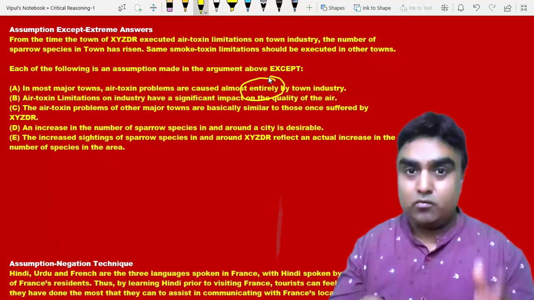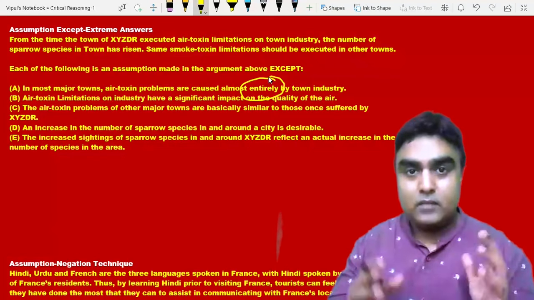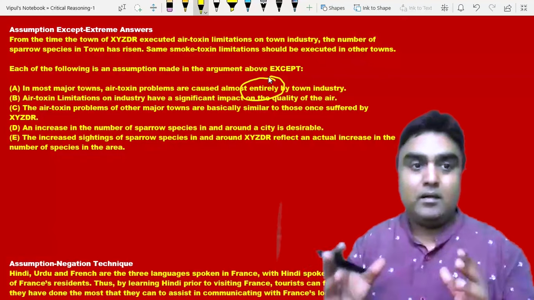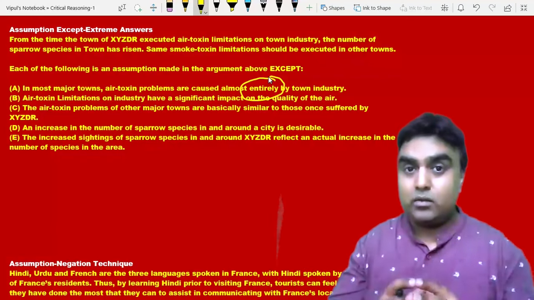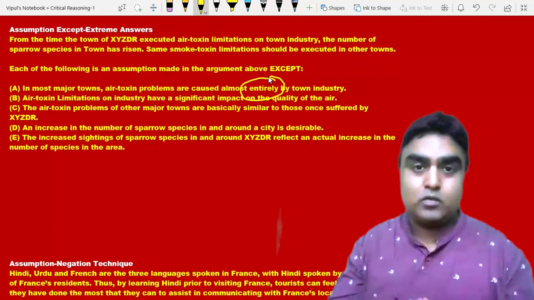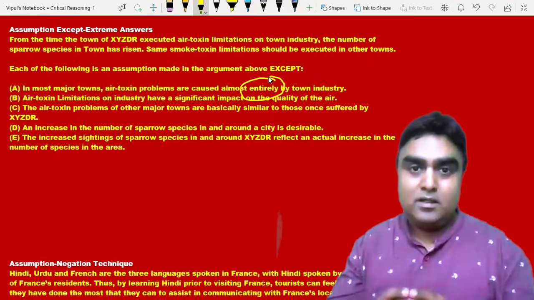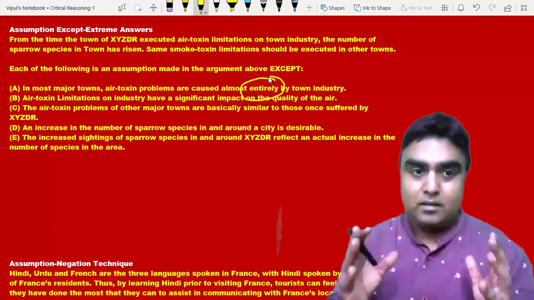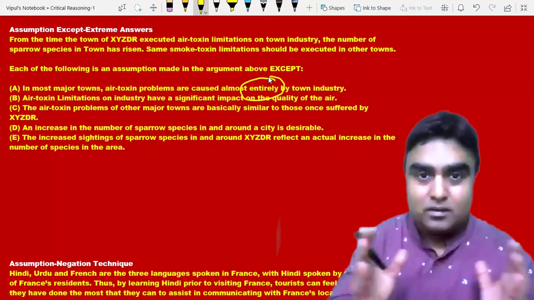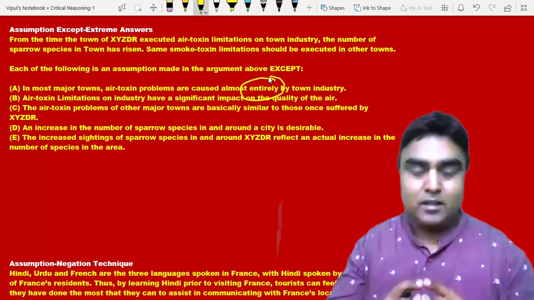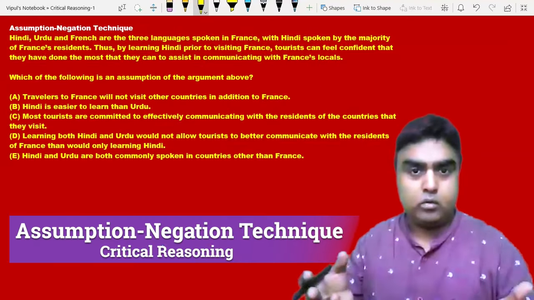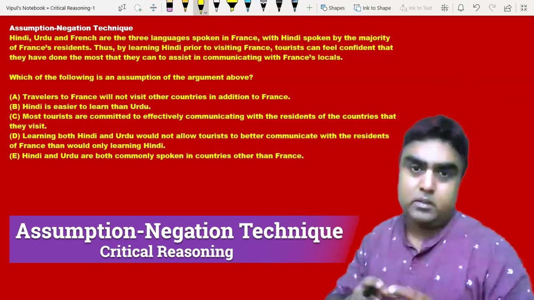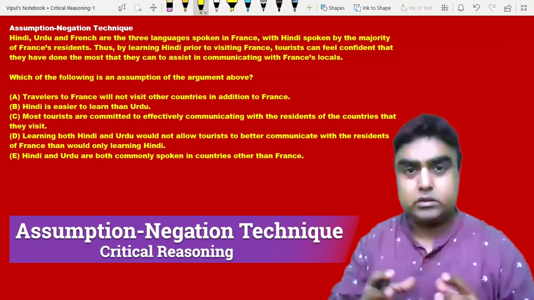So the combination of assumption, extreme, and the "except" part actually is a very tricky part. And many of the IQ tests have used these kinds of questions, which we could also be using to make, I would say, differentiation between the toppers and the masses. One more favorite topic of the examiner is assumption-based questions.